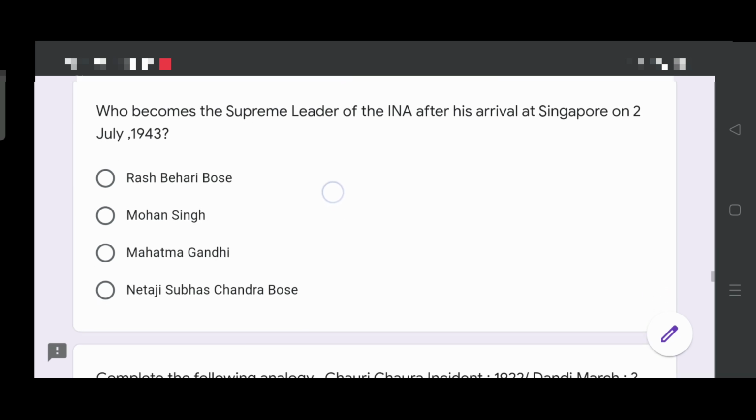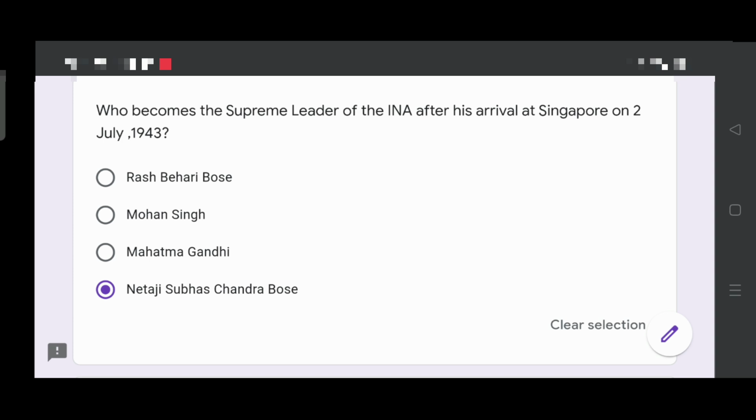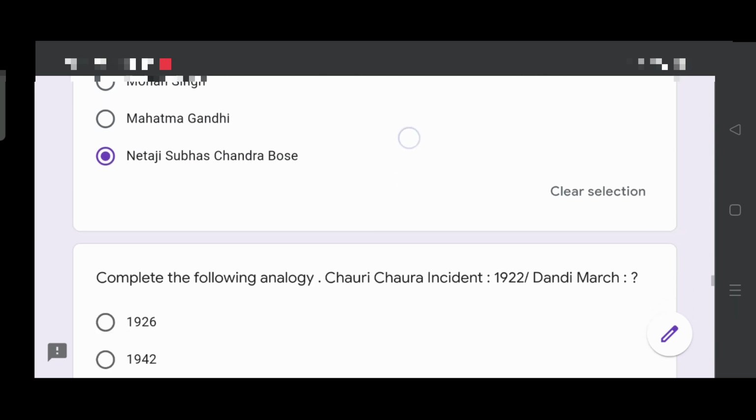Who became the supreme leader of the INA after his arrival at Singapore on 2nd July 1943? Rash Bihari Bose, Mohan Singh, Mahatma Gandhi or Netaji Subhash Chandra Bose? The right answer is, I hope you have already solved this. Yes, the fourth option, Netaji Subhash Chandra Bose.